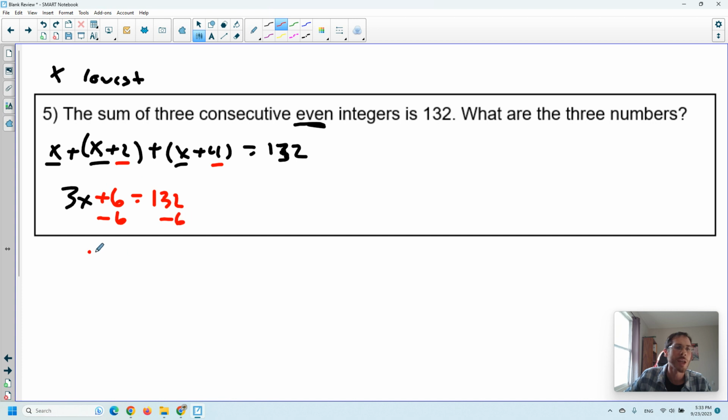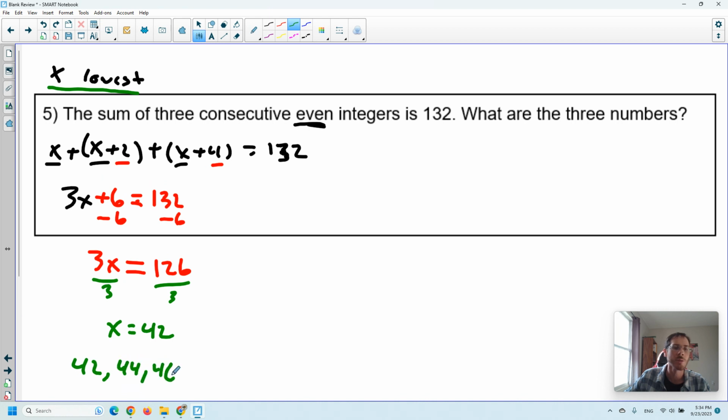We'll minus 6 both sides. So 3x equals 126. Then we can divide both sides by 3 to get x equals 42. So 42 is even, so that makes sense. All right, that doesn't answer the question because it says what are the 3 numbers. So here we said x was the lowest. So if x is the lowest, that means that the lowest even number is 42. And even means I'm counting by 2s. So 42, 44, 46.